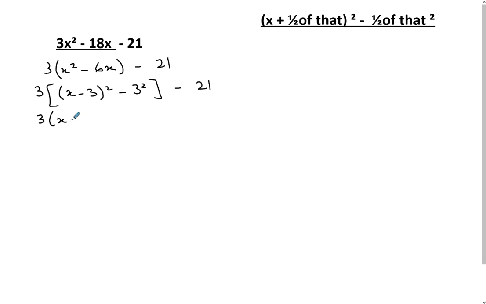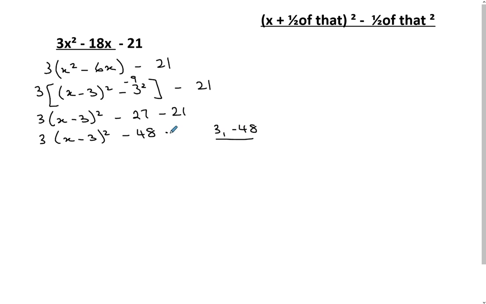3 times x minus 3 all squared. Minus 3 squared is minus 9, so minus 9 times 3 is minus 27, minus 21. Okay, so your completed the square expression is 3 times x minus 3 squared minus 48. So your minimum point is 3, minus 48.